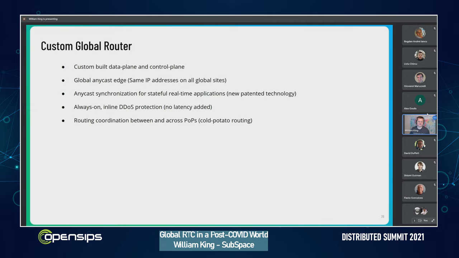Also, most of the internet's designed for hot potato routing, which basically means every system is trying to take it as short as possible to hand it to the next ISP. And so Subspace takes a cold potato routing. We'll pick it up as quickly as we can, take it as far as we can, and then hand it off to the actual endpoints.